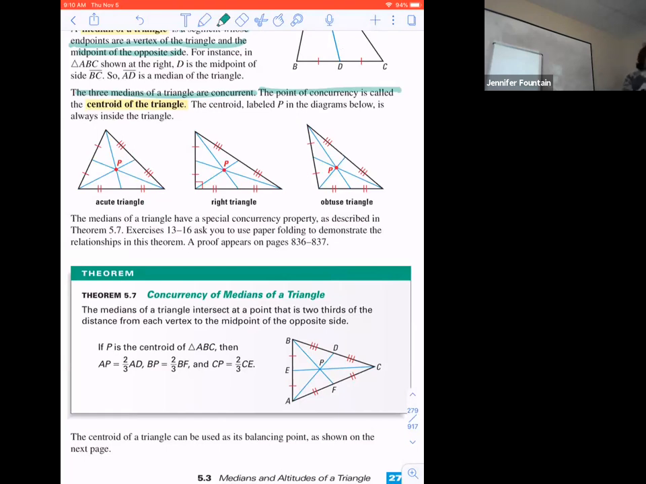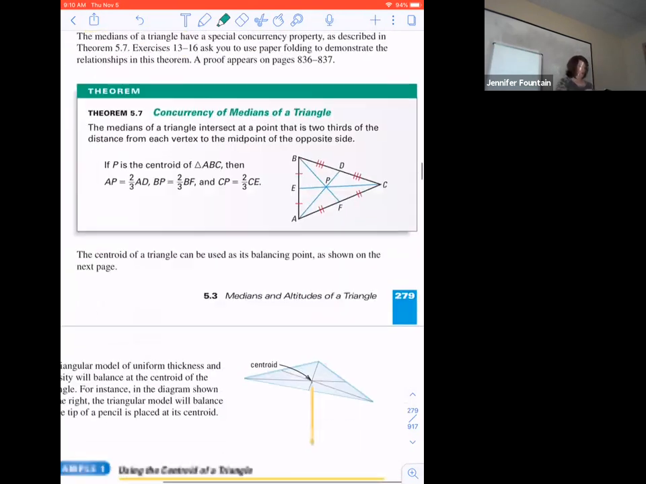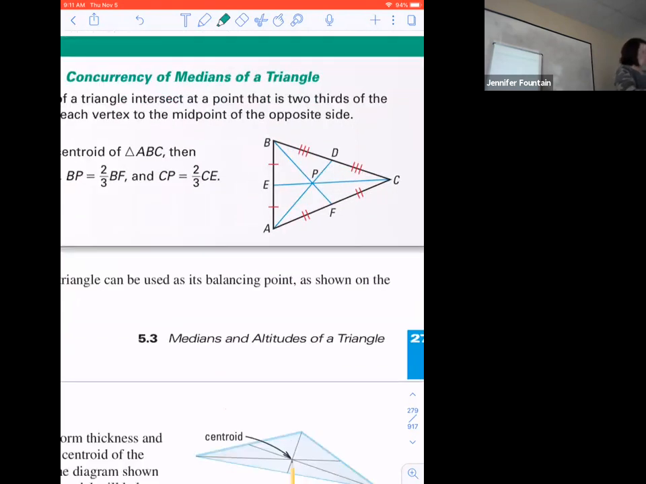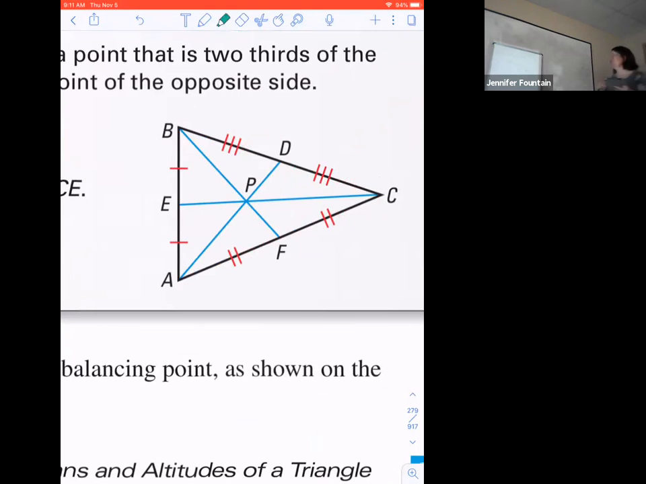All right, so theorem 5.7 says the concurrency of medians of a triangle. The medians of a triangle intersect at a point that is 2/3 of the distance from each vertex to the midpoint on the opposite side. This is something you just have to memorize, that when you're dealing with a midpoint, it is 2/3 of the way from the vertex to that point of concurrency.